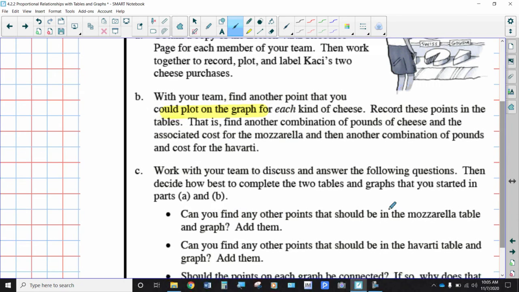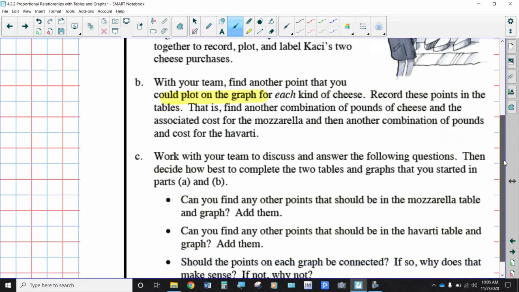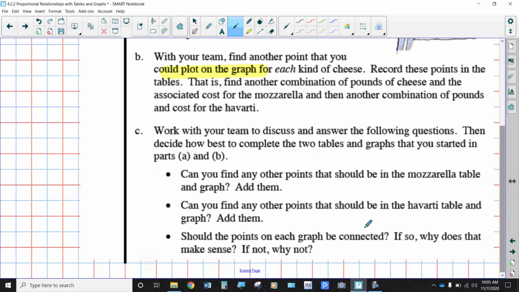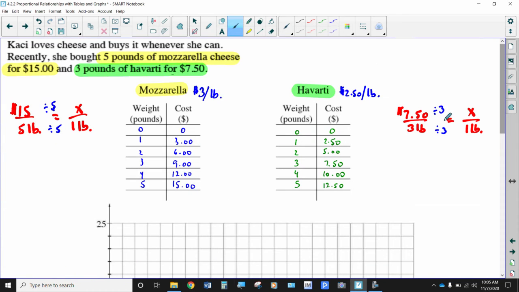Okay, so what are we learning about all of this? Can you find any other points that should be on the mozzarella table? Yes, we did that. We labeled them. Can you find any other points on the Havarti? Yes, we did. Should the points on each be connected? Well, this is an interesting concept we'll get into more in 8th grade. Should they be connected? Now, let's get to the nature of these points.